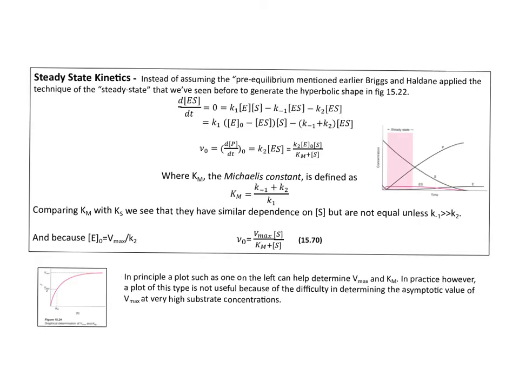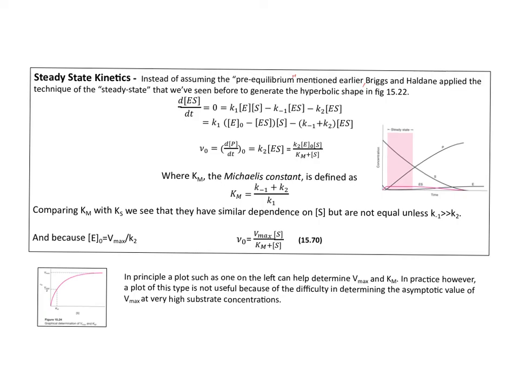Okay. Now I mentioned to you earlier that you can get the same curve by assuming a subtle difference in what's happening at the mechanism. Instead of assuming the pre-equilibrium, I forgot to put my little extra quotes in there, Briggs and Haldane applied the technique of the steady state that we've seen before to generate the hyperbolic shape of 15.22. We saw this earlier in the chapter when we had a later slow step and we used the earlier equilibria to make assumptions in order to make a substitution for the intermediate.